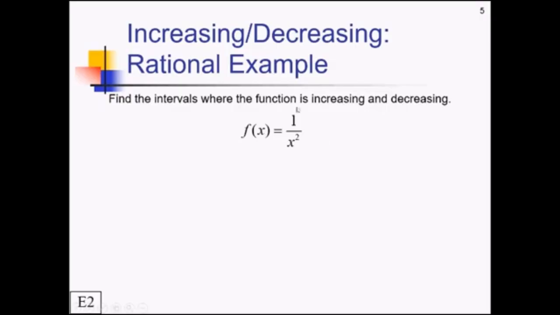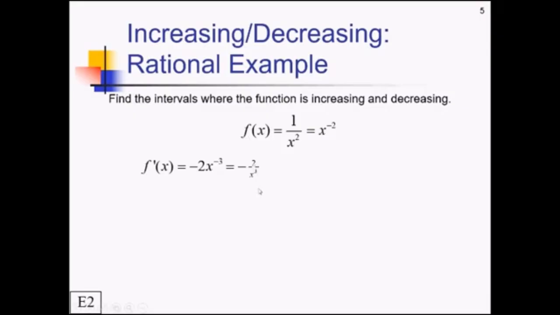Alright, so to make my derivative a little easier to take, I'm going to make this x to the negative 2, whose derivative is negative 2x to the negative third. And to make it easier to find critical values, I'll just put this in fraction form. This is negative 2 over x cubed.